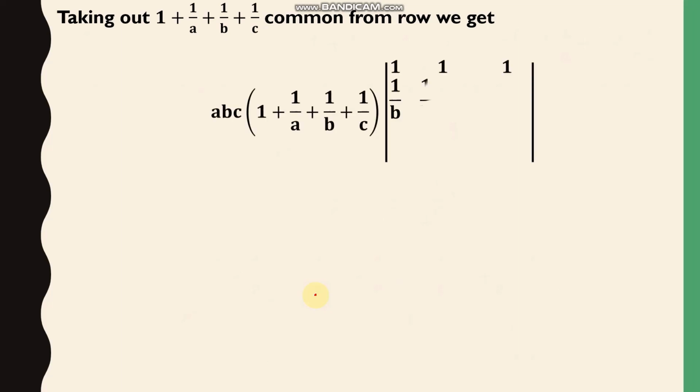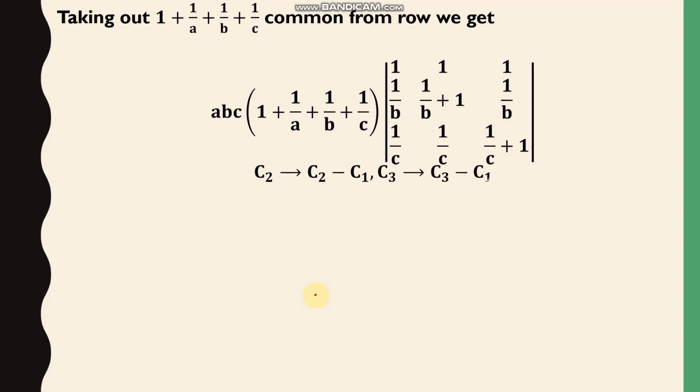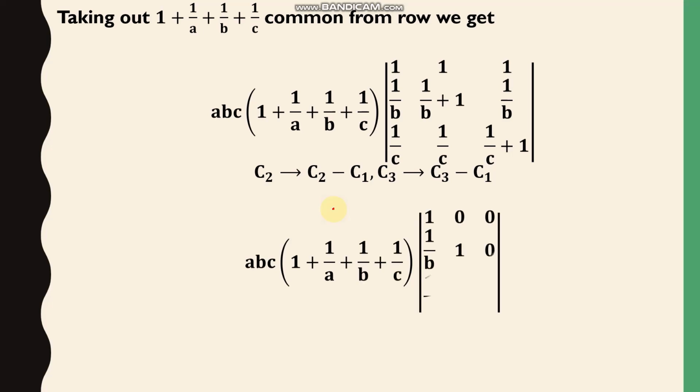So we get this. Now you can apply the column transformation here: C2 goes to C2 minus C1 and C3 goes to C3 minus C1. It will make 0 here, and it will become easy for us to find the determinant. So you will get 0 here, 0 here. Here we'll get 1. Here you get 1 by B minus 1 by B, which is 0. Here you get 1 by C minus 1 by C, which is 0. And here you get 1 upon C plus 1 minus 1 upon C, you get 1.